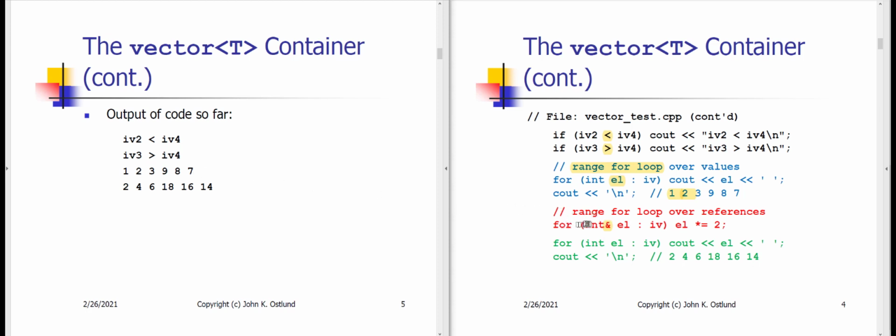Then in the red range for loop, we're doubling each element, so that in the green for loop, we see that it's now containing 2, 4, 6, 18, 16, 14. Okay.